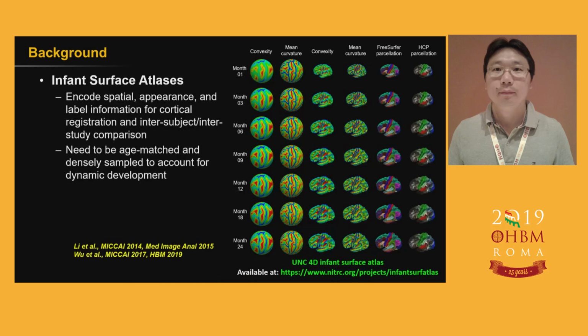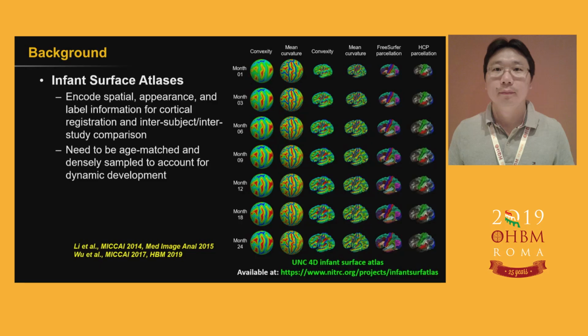So for cortical surface-based analysis of the infant brain, the infant surface atlas plays a fundamental role. Basically, surface atlases encode the spatial appearance and label information for cortical surface registration, spatial normalization, and inter-subject, inter-study comparison. However, given the dynamic development during the early postnatal stage, it is required to make the atlas age-matched and densely sampled.